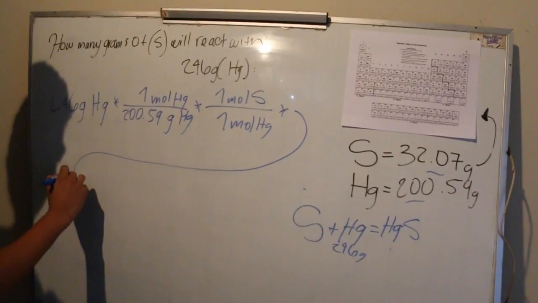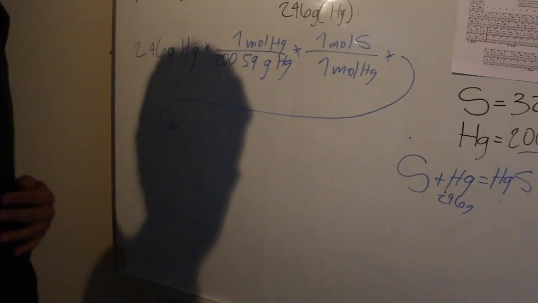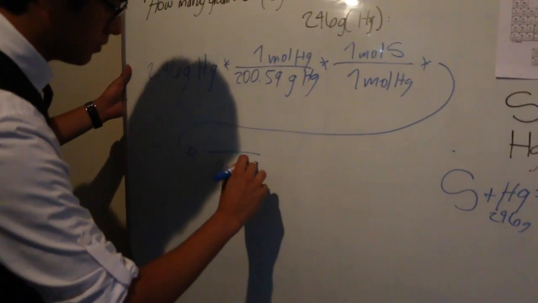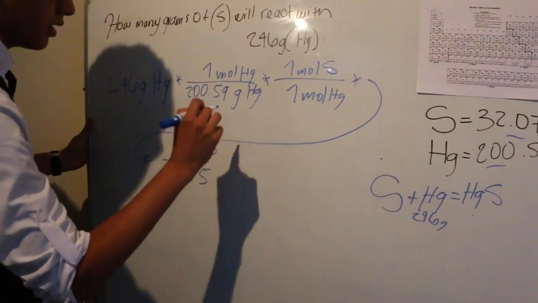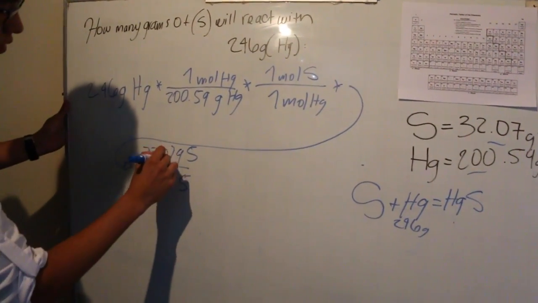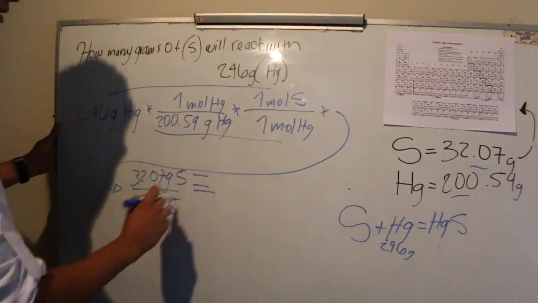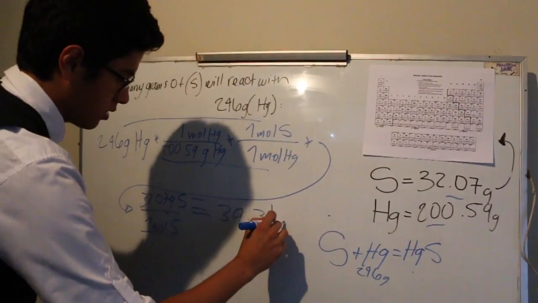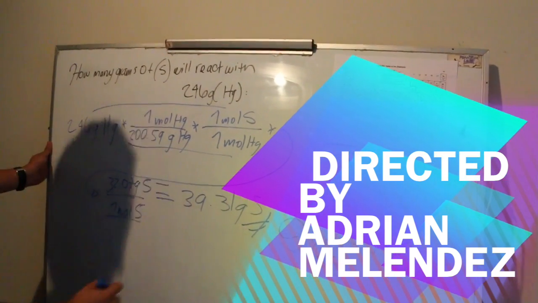Then we have 1 mole here of sulfur, and here we have our grams of sulfur, that is 32.07. We multiply all the top numbers and then divide by the bottom ones, and this equals 39.31 grams of sulfur, and this is the answer to the question.